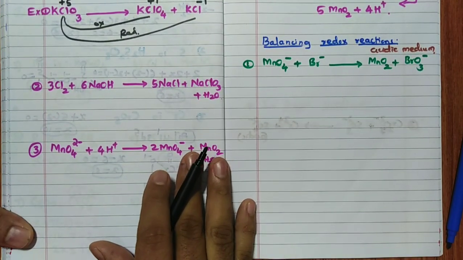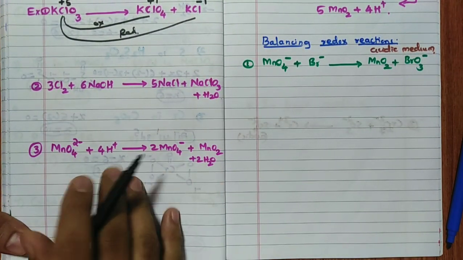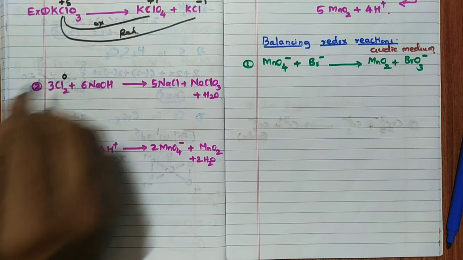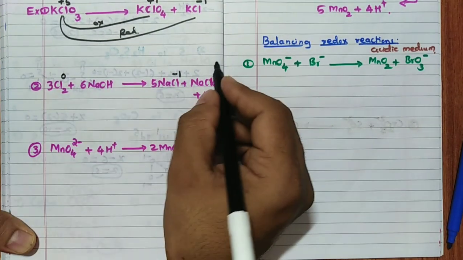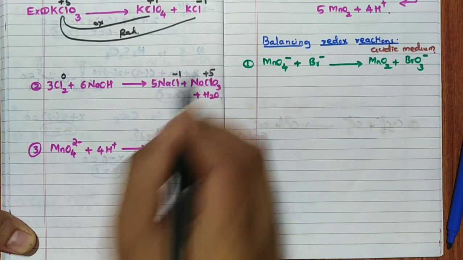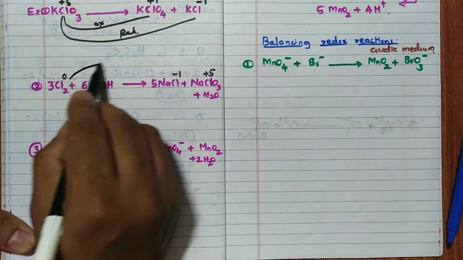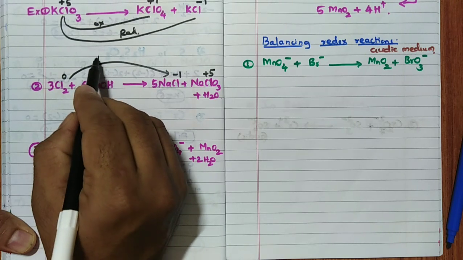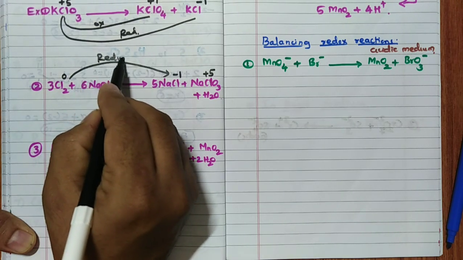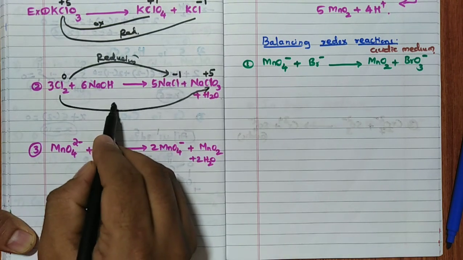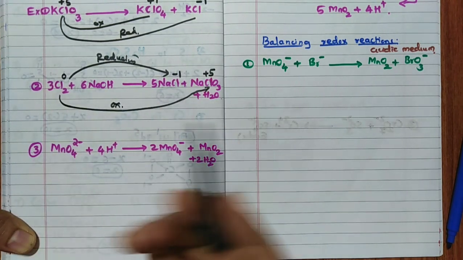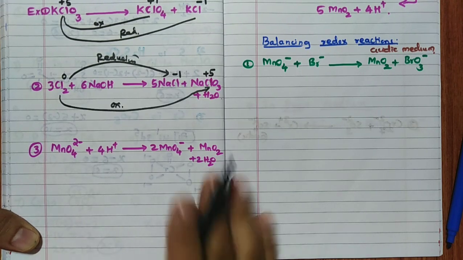So many examples you can see, but I have taken the main 3 important examples. Here Cl2 is 0, the elemental state. Here it is minus 1. NaClO3 I have already calculated, it is plus 5. Now you can see Cl to Cl: reduction, because minus 1. From Cl to Cl, oxidation, because 0 to plus 5. This is called a disproportionation reaction.